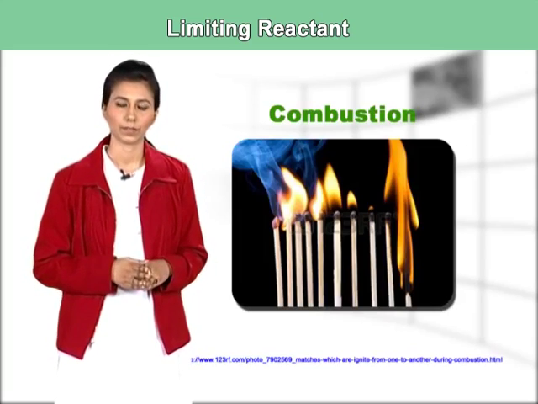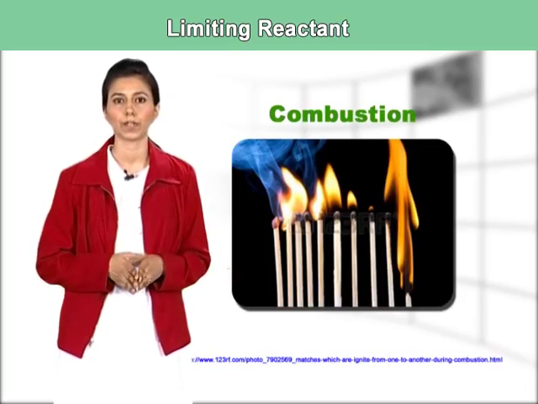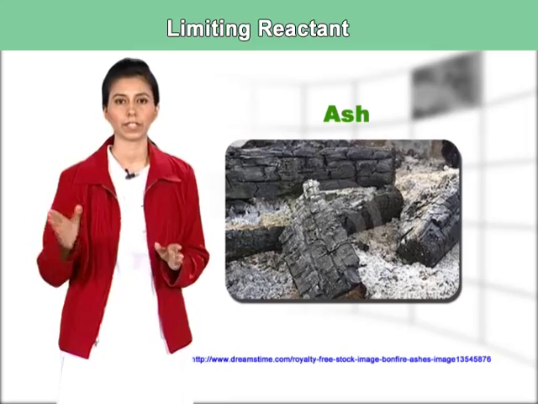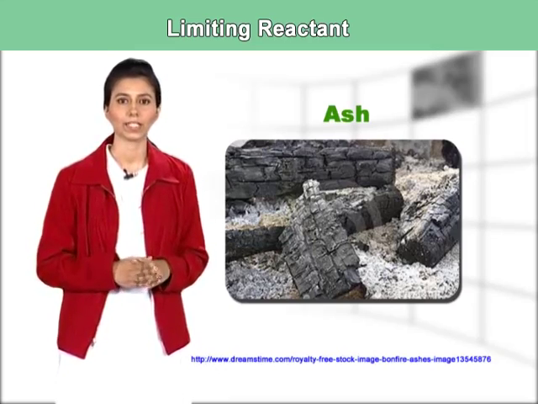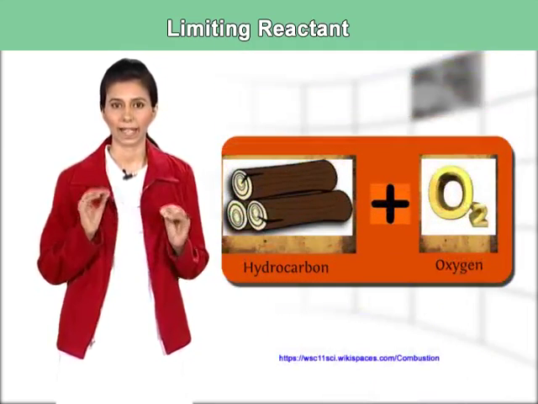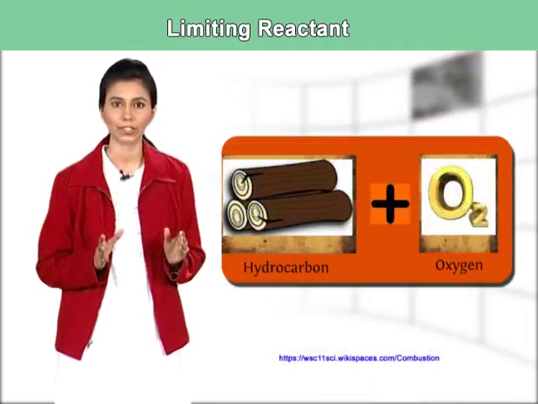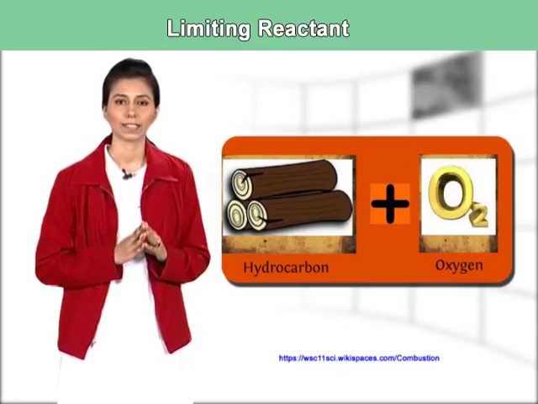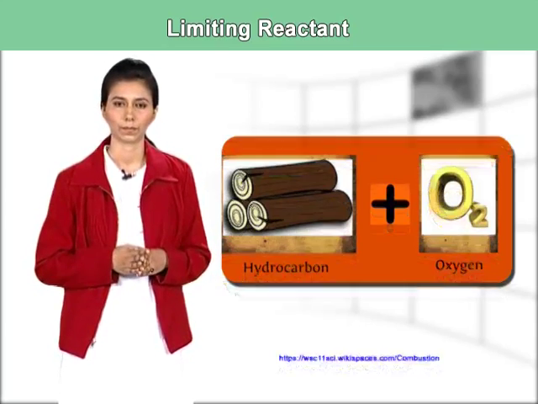Like in combustion, excess of oxygen is provided to an organic material to make it burn. At the end of the reaction, the organic material is consumed, but the oxygen is still there. So oxygen is the excess quantity, excess reagent, and the organic product which was burning is the limiting one.